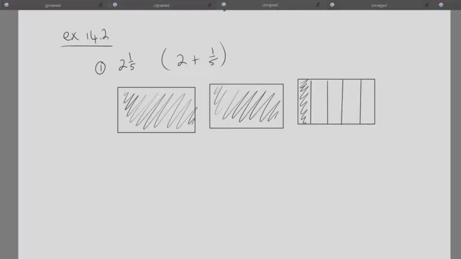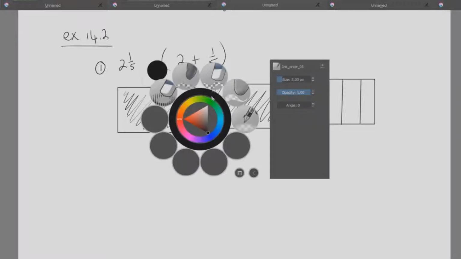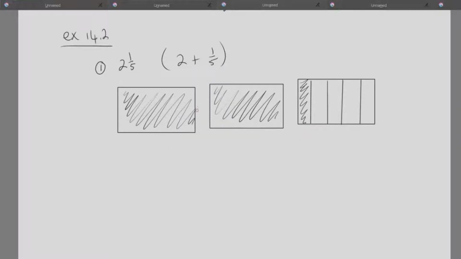This is bothering me. I should erase this. Let me just pick my eraser here, clean that up. That's much nicer. All right.